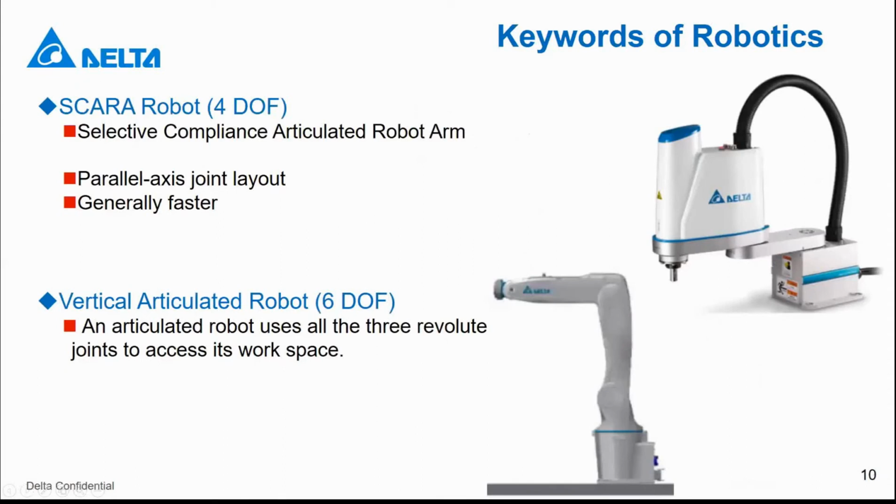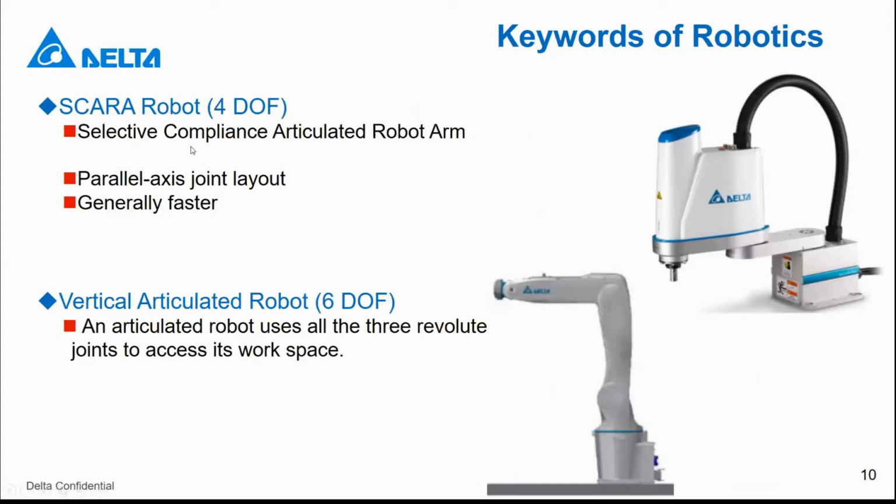And next one is robot type. Basically, there are many different industrial robot types in the market. And for Delta, we only provide 2 types of robot for now. So I will only introduce these 2 types.